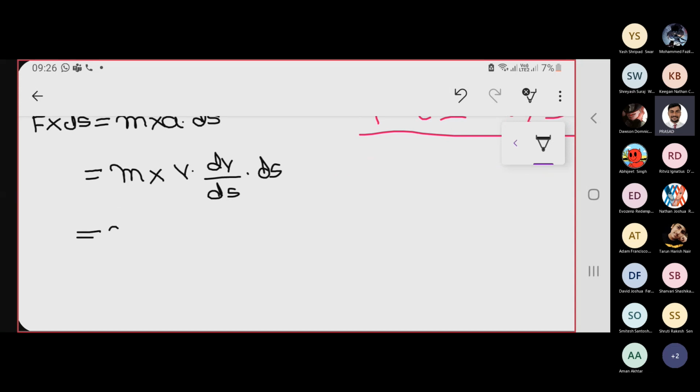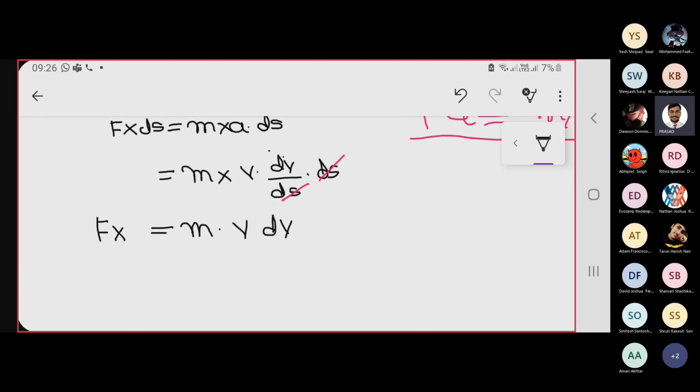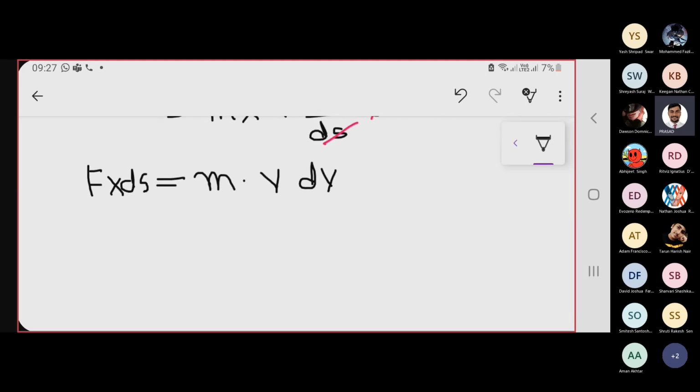That's why we can write m into v. This ds and ds will get cancelled out. So what we get is m into v into dv, that is equal to force into ds. We are playing with the same equation every time in a different method. In D'Alembert's principle, we use the direct equation. Now we are only converting this equation in terms of energy.